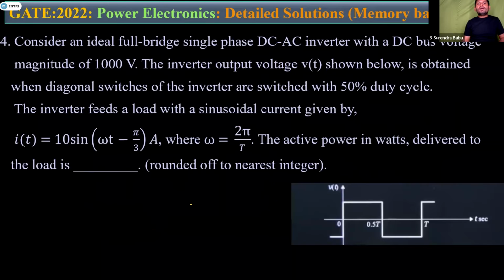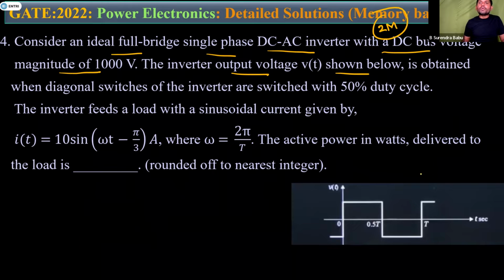Yes, friends. This question is selected from the inverters. This is a 2 marks question asked from the inverters. It's very simple. Consider an ideal full bridge single phase DC to AC inverter with a DC bus voltage magnitude of 1000 volts. The inverter output voltage v of t is shown below.